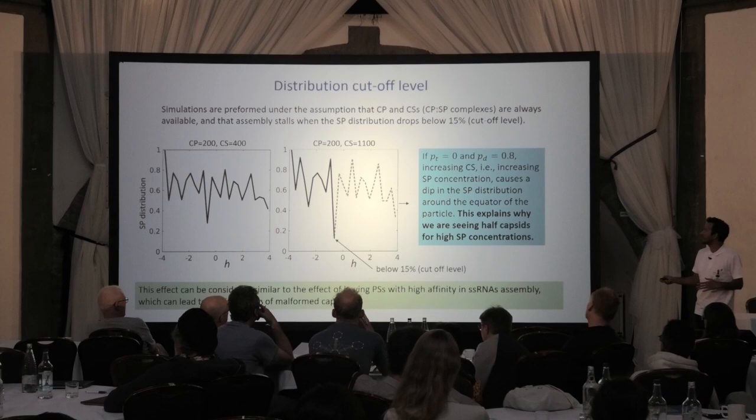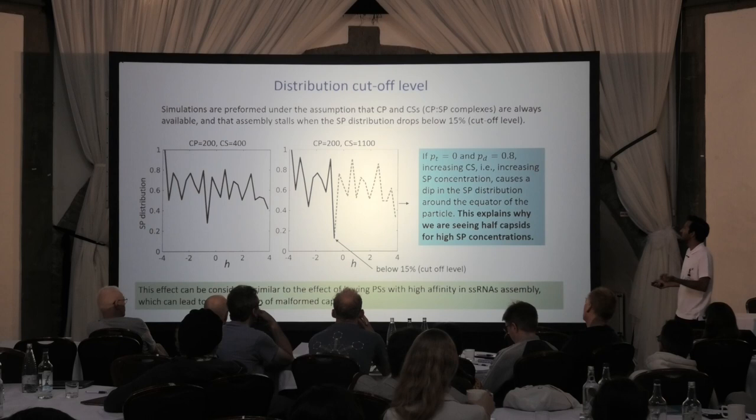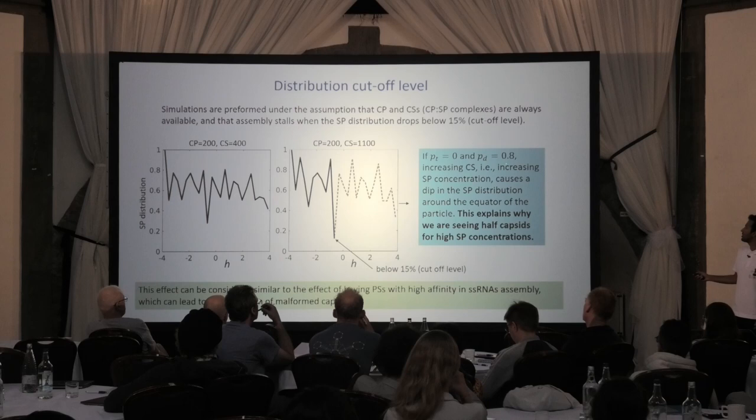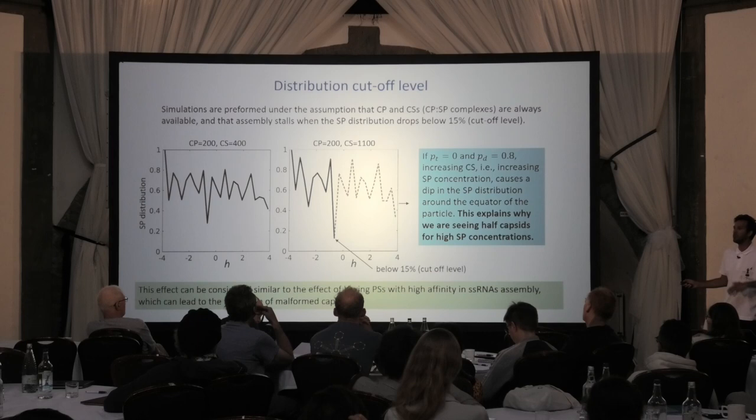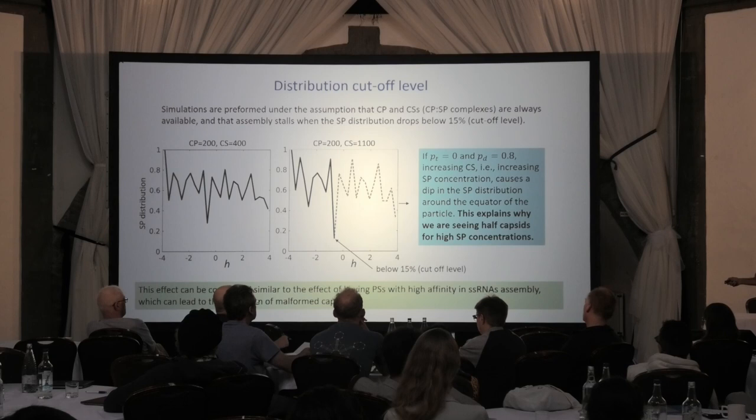If the distribution of SP goes below a certain value, it's hard for the capsid to pass that point. And we want to see under what conditions we could see this behavior. For example, here, if the probability of primalization is zero and dimerization is 80%, we could see that if we increase the level of CS, meaning the level of scaffolding protein, the dip in the center gets shorter and shorter. So 15% is not such a rigid number. As you increase this number, the dip gets shorter and shorter. So it shows why the assembly stops around the center, why this stall is happening.